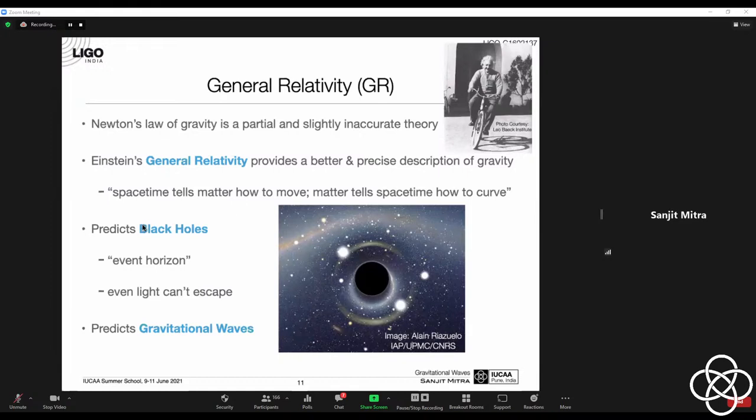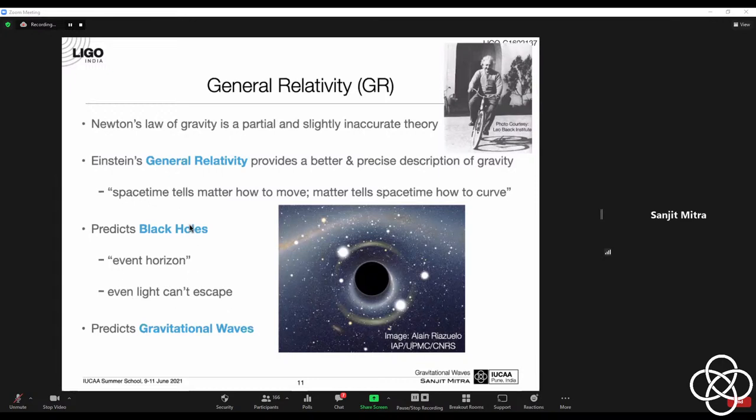But just to say one more thing, general relativity also predicts exotic objects like black holes, from which even light cannot escape. There are Newtonian concepts of black holes also, but that's a bit different. There, the problem is that if you put a mirror, the light is going to bounce back also, at a very high speed and so on.